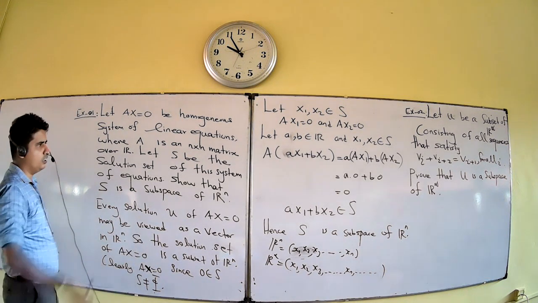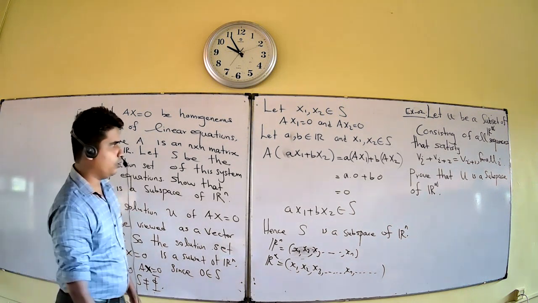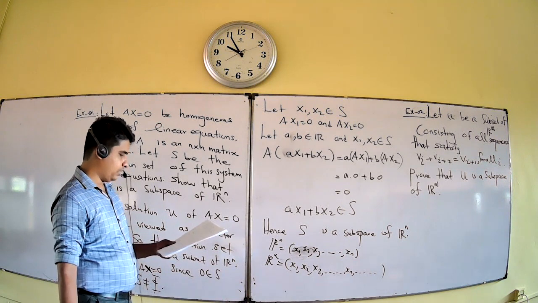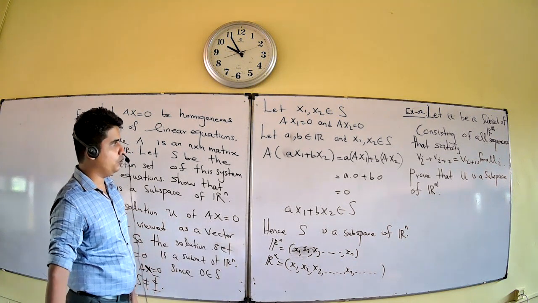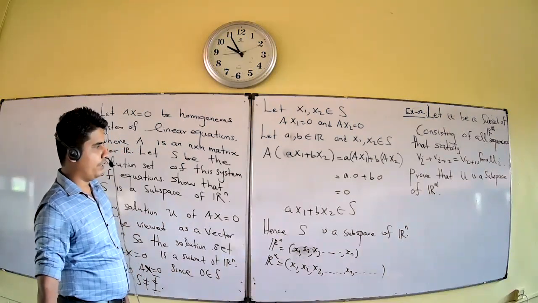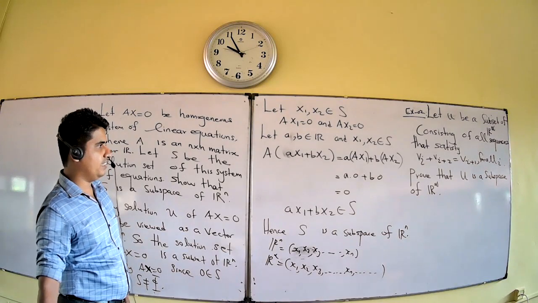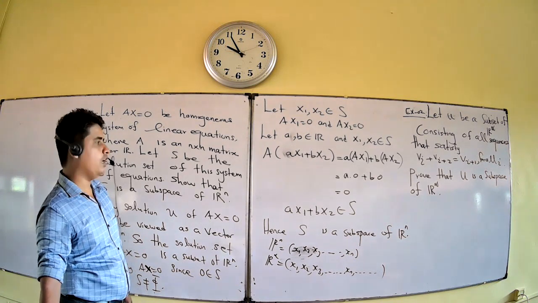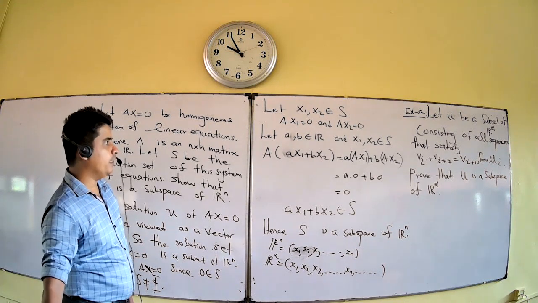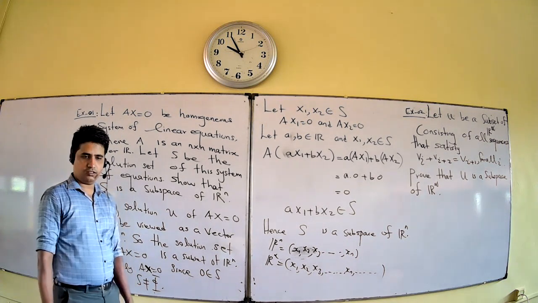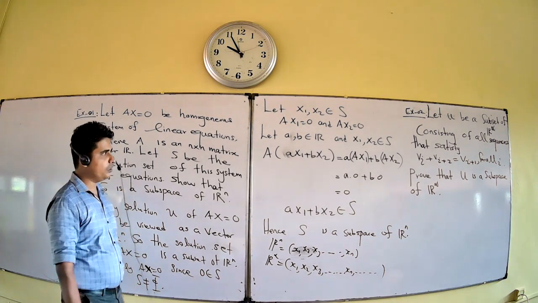Generally you check three conditions for a subspace. First, you want to show that U is non-empty. Next, vector addition and scalar multiplication. If the three conditions are satisfied, then we can say that it is a subspace. This question also, we want to verify three conditions. Okay, simple thing.